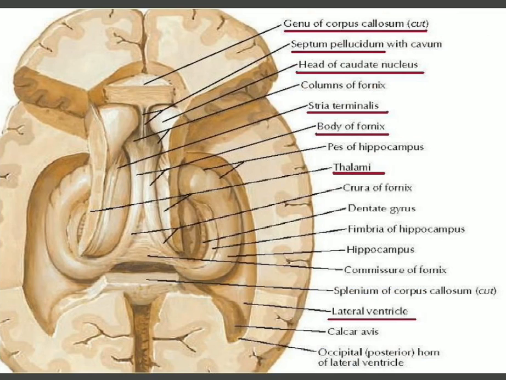So these are the various parts we had discussed. They have been underlined here. That is the genu of the corpus callosum, then the septum pellucidum, then the head of the caudate nucleus, stria terminalis, body of the fornix, and the thalamus. These are the structures that form the roof, floor, and the walls of the various parts of the lateral ventricle.